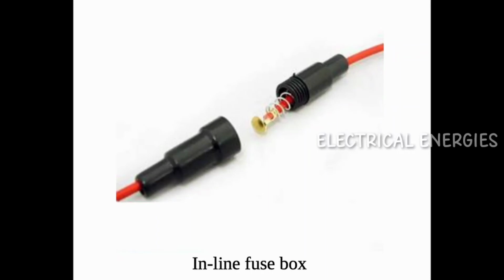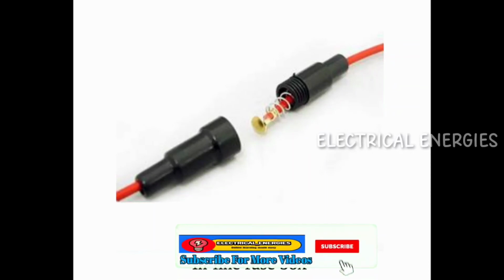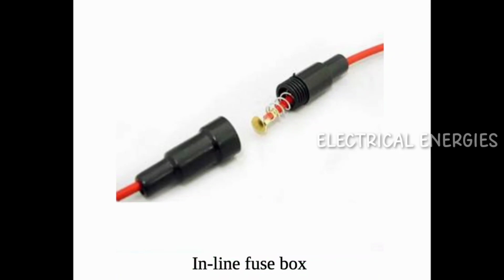A. Fuse blocks mount easily on solid surfaces and have the capacity to hold multiple fuses. B. Inline fuse holders are compact, and they are ideal as low amperage fuse holders. Next, let's talk about switches.